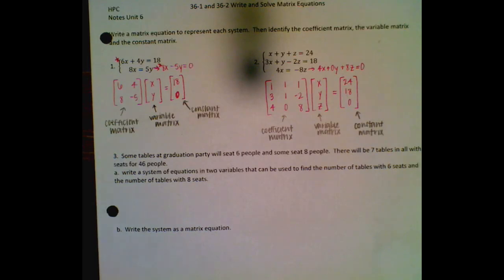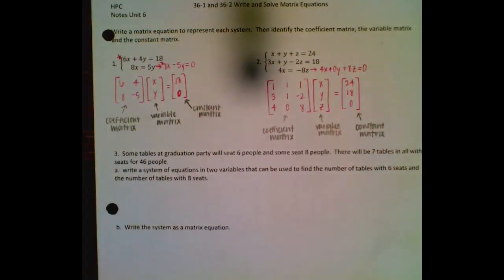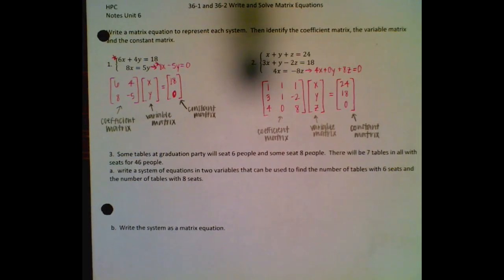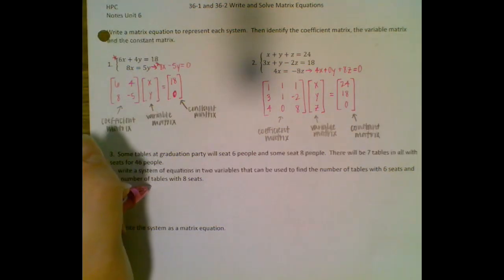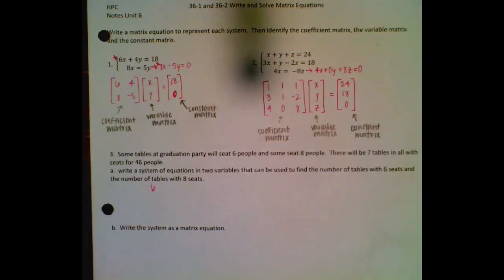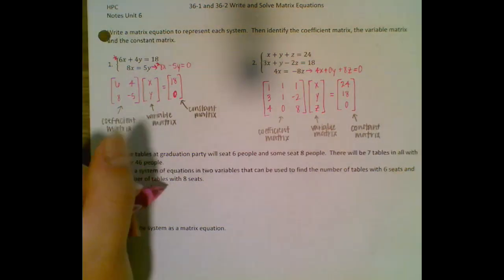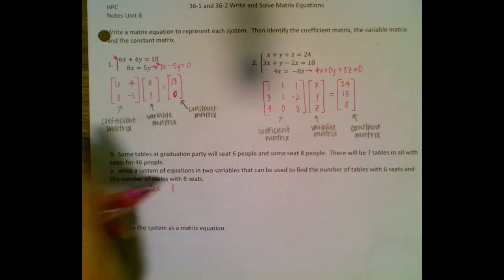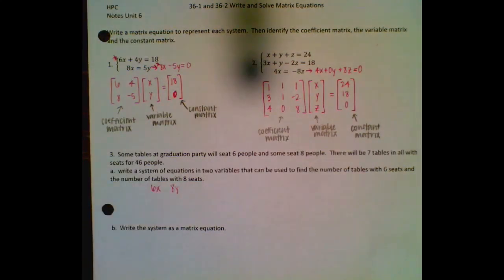So here we have some tables at a graduation party. Some will seat 6 people and some will seat 8. There will be 7 tables in all with seats for 46 people. Write a system of equations in 2 variables that can be used to find the number of tables with 6 seats and the number of tables with 8 seats. So we've got the number of tables where 6 people can fit, let's say, the tables of X. And we can have 8 people at the tables of Y.